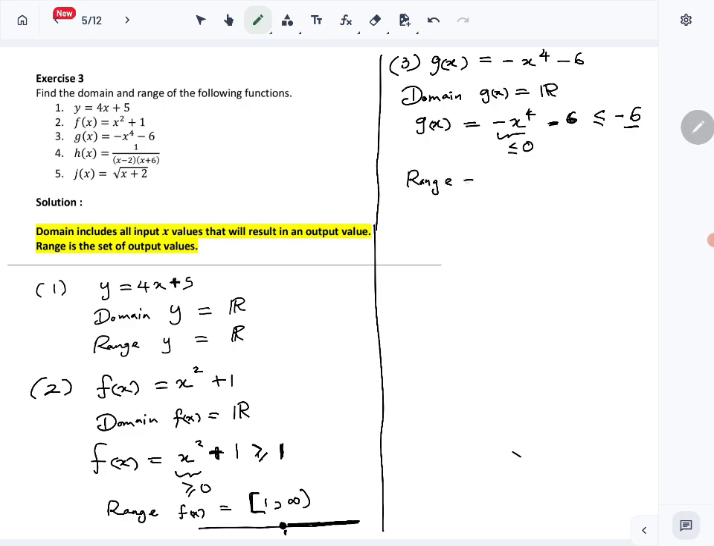So then the range is what? So range is negative infinity to minus 6. So on a number line, it's going to be what? Color minus 6 and color everything to the left of that, right? So that is the range of g of x, right? Then h of x, right?